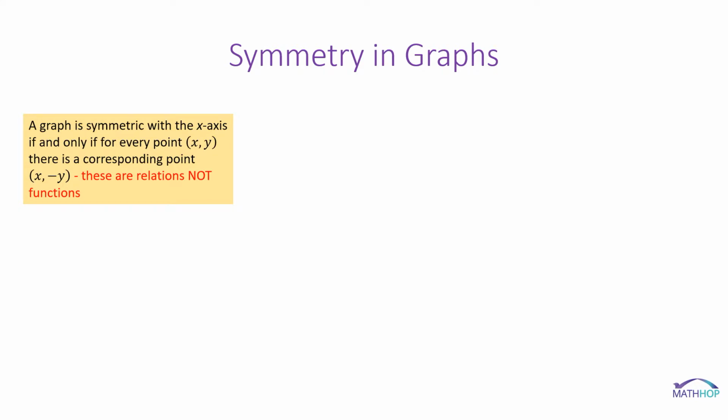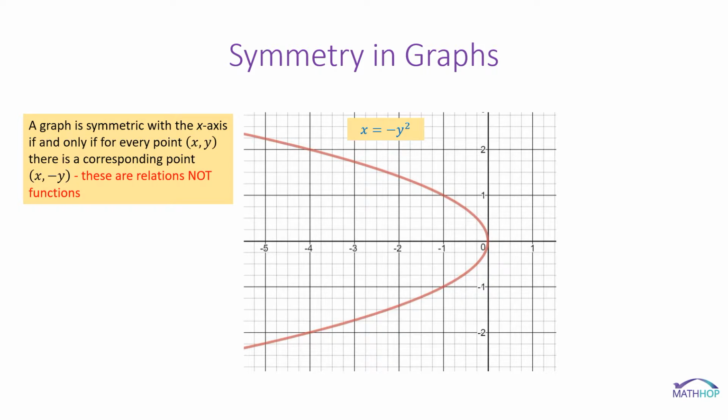Now, a graph is symmetric with the x-axis if and only if for every point x, y, there is a corresponding point x, negative y. Now, looking at this graph, this is symmetric with the x-axis. And looking at it, you can see why. This is clearly not a function. This is a relation. The fact that for every point x, y, so negative 4, 2, there's this corresponding x, negative y, or negative 4, negative 2, the rule for this symmetry is also the reason it's not a function.